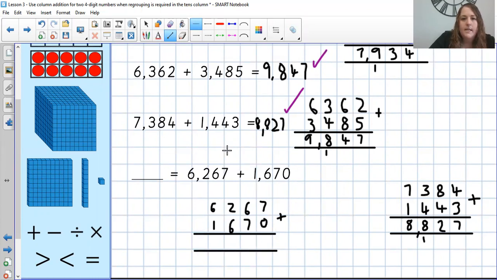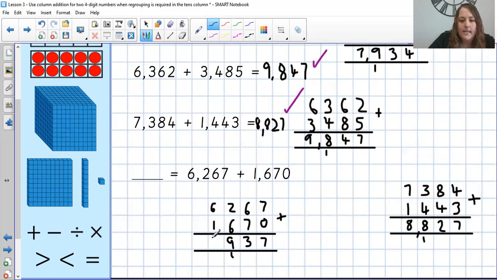Put my ruler lines in and then start in my ones column. 7 add nothing is 7. 6 add 7 is 13. So 3 in my tens, 1 regrouped for my hundreds. 2 add 6 is 8. Add 1 more is 9. And 6 add 1 is 7.